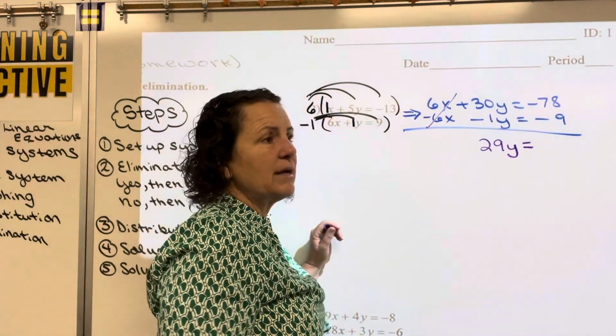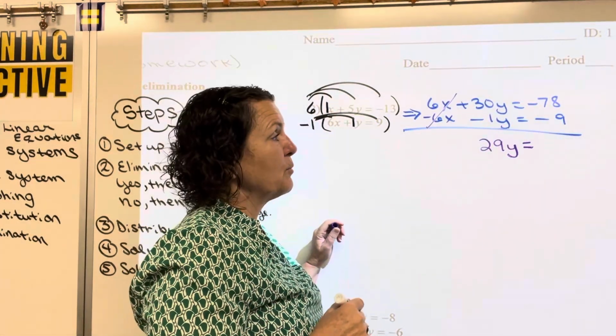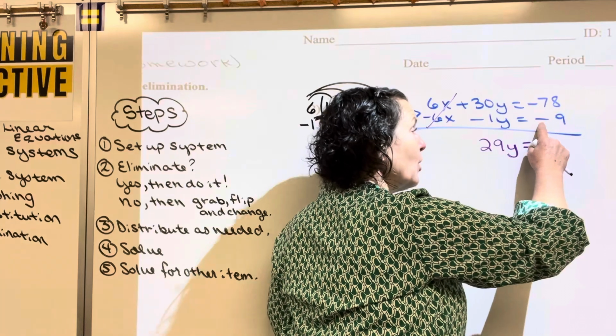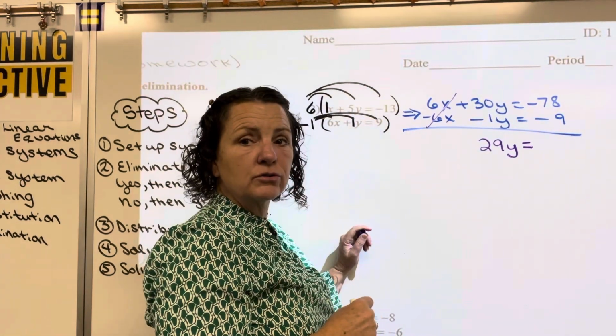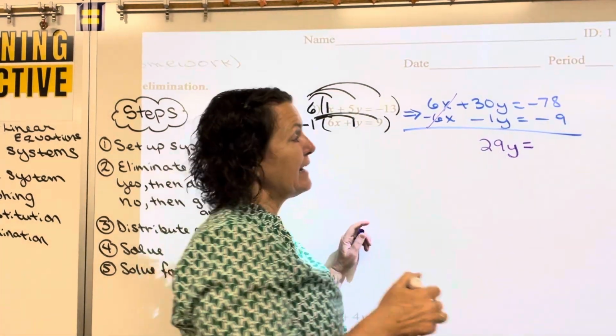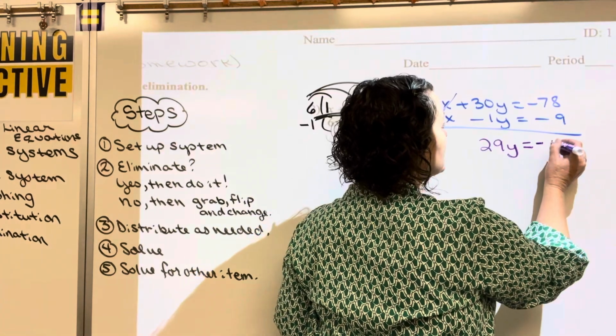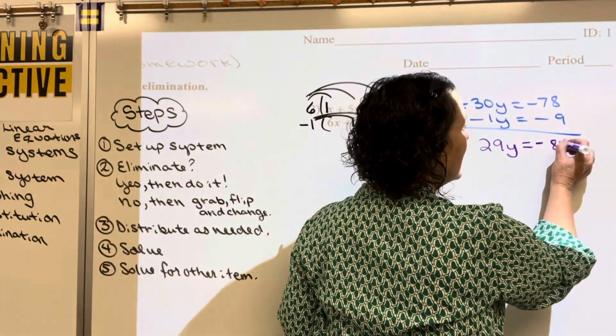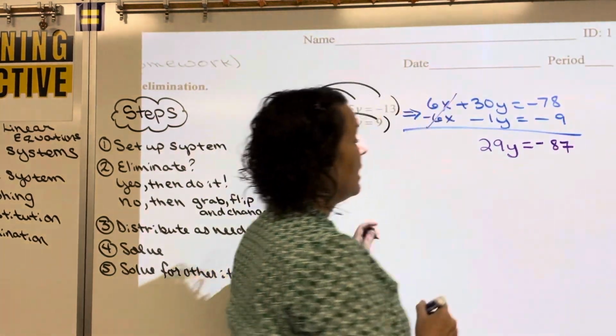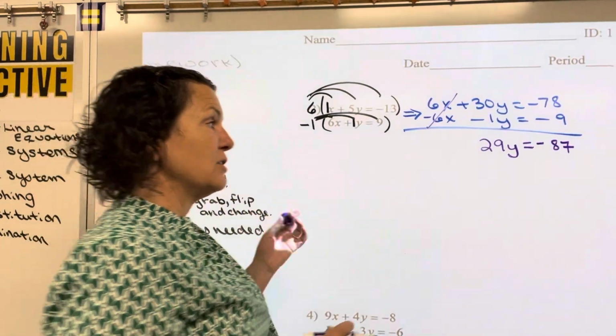We have negative 78 and negative 9. Okay, let's make a story. You owe someone $78. That's a lot to owe someone. And then you borrow $9 more. So we're going to add those together and keep the negative. So that's going to be negative 87. And now we're almost finished with this y part.